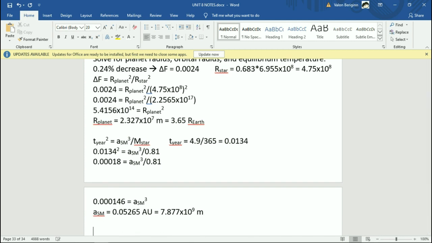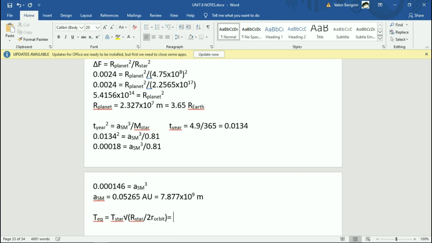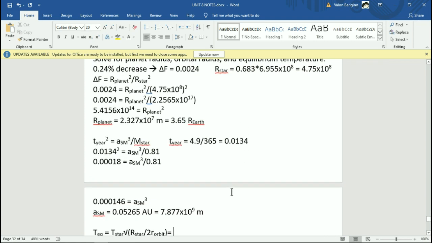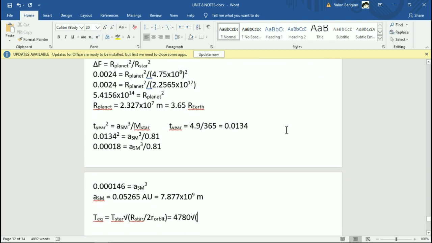Okay. Now, equilibrium temperature. Probably I should stop writing R orbit and just write a sm because that is what this is in this case. But oh well. Okay, so temperature of the star is 4780 times the square root of the radius of the star, which I have up here, 4.75 times 10 to the 8, divided by 2 times 7.877 times 10 to the 9. All right.